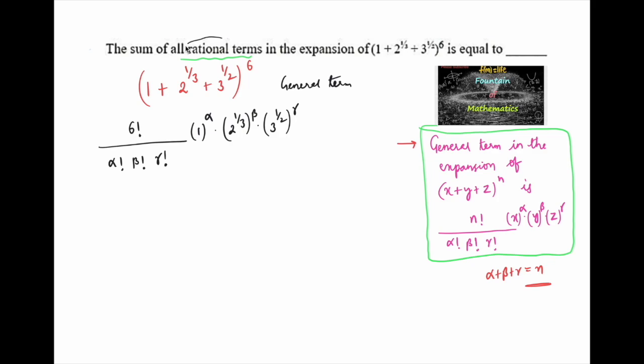So since we need to get the rational terms, here (2 power 1 by 3) whole power beta, so beta must be either 0 or a multiple of 3. It's 0, 3 and 6. So these are the possibilities of beta we can consider. And here gamma, to get the rational terms, must be a multiple of 2, either 0 or 2 or 4. 0, 2 and 4 are the possible values, and even we can take gamma equal to 6 also. And alpha can be taken any value.